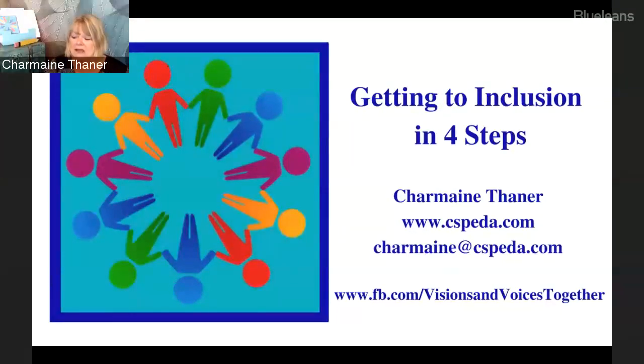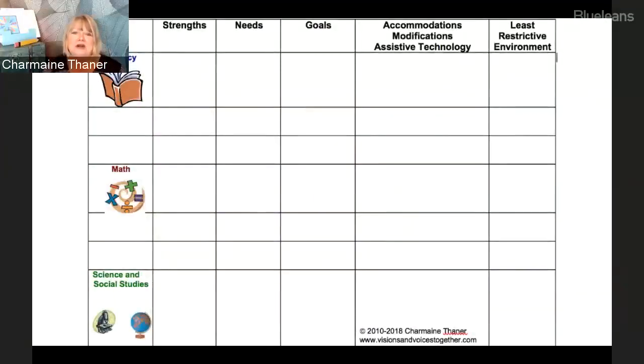Now, I made this tool a number of years ago when I started being a professional advocate. And what I noticed when I looked at IEPs is there were often these dangling needs. A lot of needs would be written in the IEP, but they wouldn't be met with a goal or an accommodation. So I made this chart for myself. And what I always want to do is start with the child's strengths.